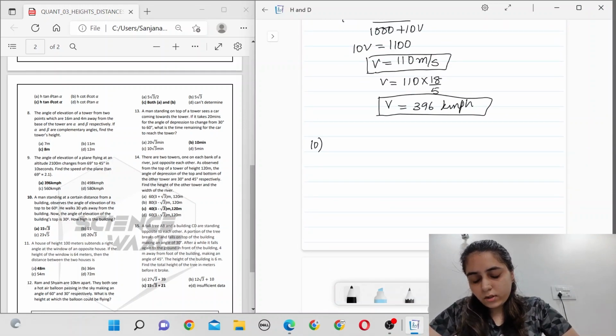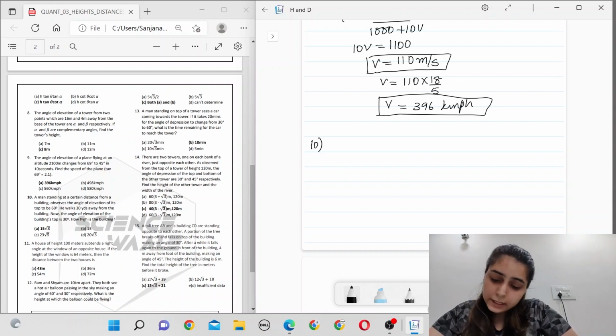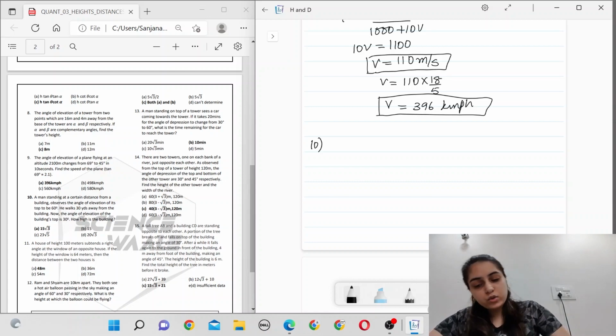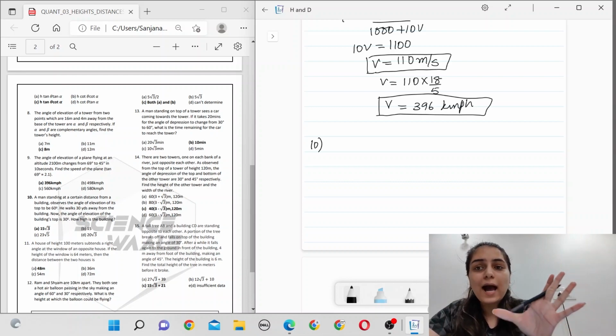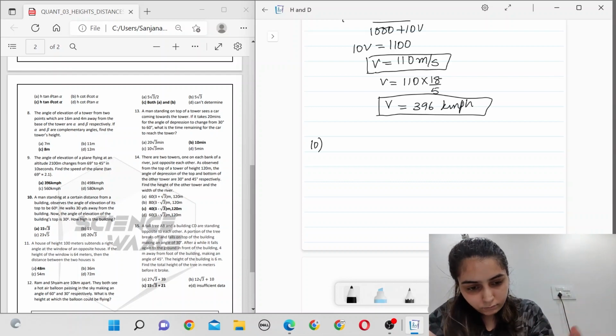They have given us a man standing at a certain distance from a building observes the angle of elevation of its top to be 60 degrees. He walks 30 yards away from the building. Now the angle of elevation of the building's top is found to be 30. How high is the building? So basically they are asking us the height of the building.